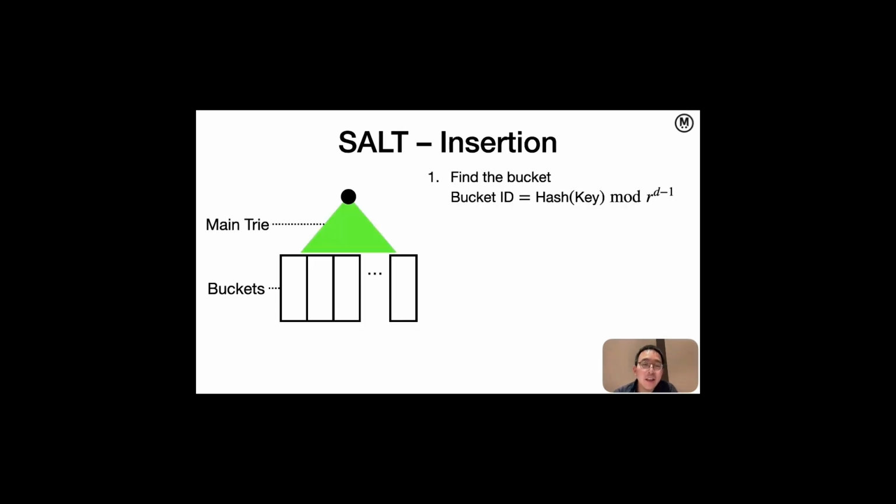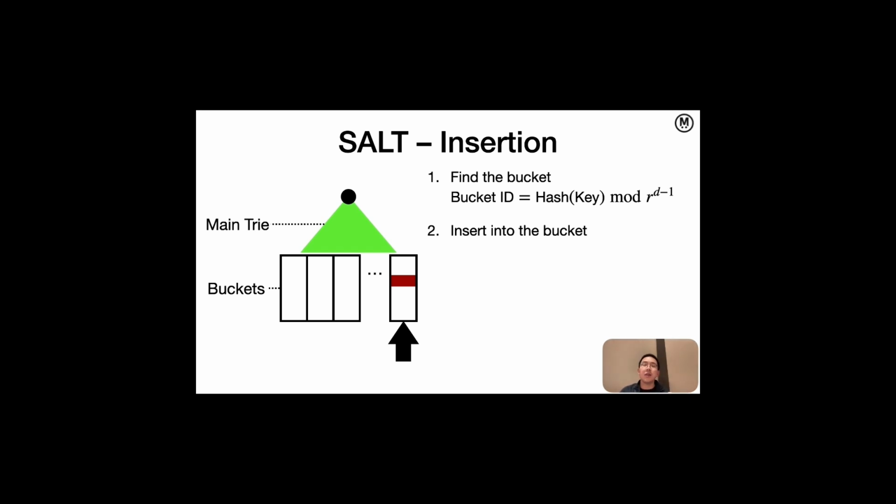To insert a new key value pair into a SALT data structure, you first go and find the bucket. It's very simple. Basically, you take the hash, you basically randomize your new key value pair into one of the buckets. So once you've found your bucket, you just insert your new data into the bucket.